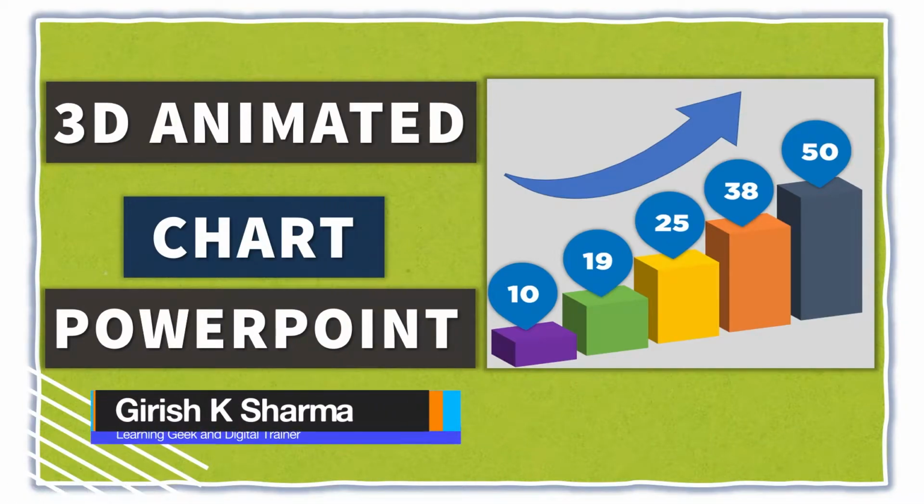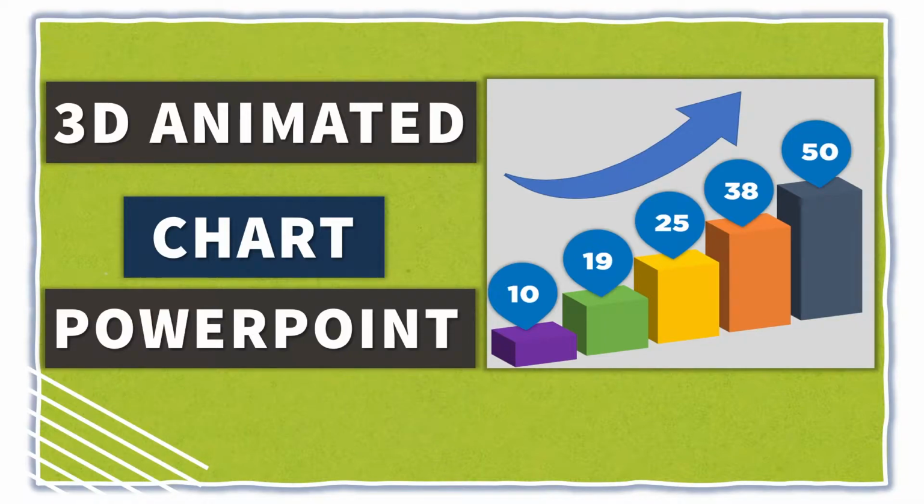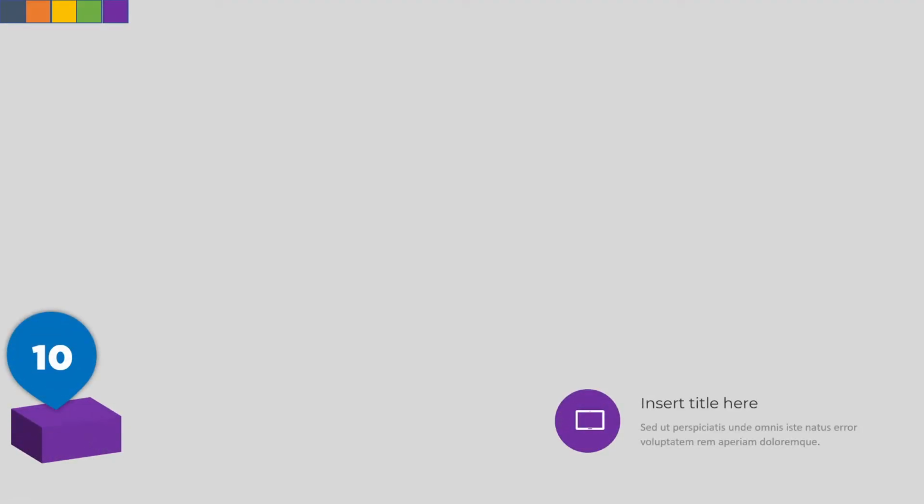Hi everyone, I am Girish and today I'm going to discuss how we can create a 3D animated chart in Microsoft PowerPoint. The chart will look like this. Once we click, we are going to have the first stage where we see the data point and the title or the description about that particular data point.